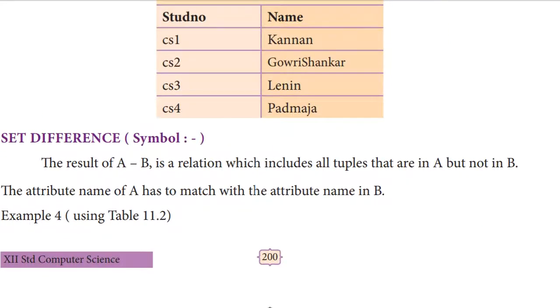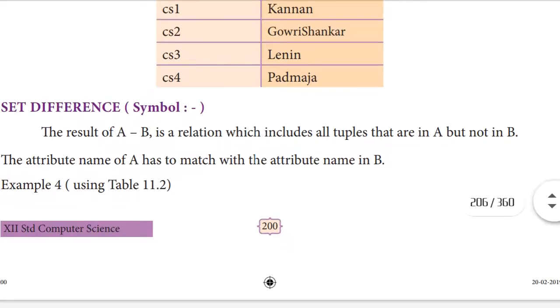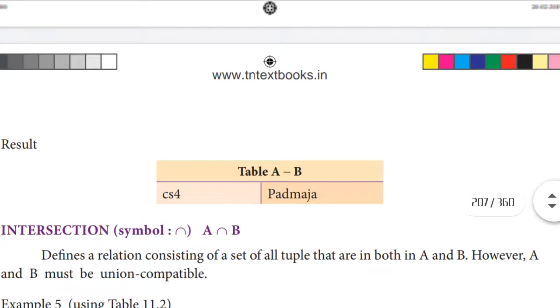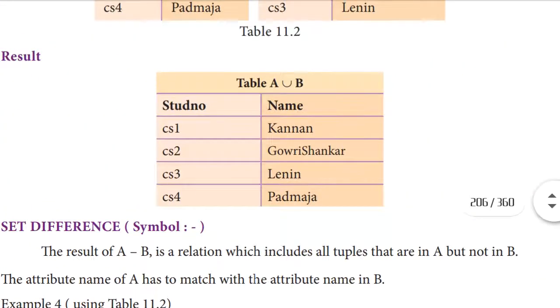The result of A set difference B is a relation which includes all tuples that are in A but not in B. So when we are using set difference, the data is in A but not in B. If we want to display that kind of data, we can use set difference. The attribute names of A have to match the attribute names in B. See the result, table A set difference B gives CS4 Padmaja. So it is showing only Padmaja.